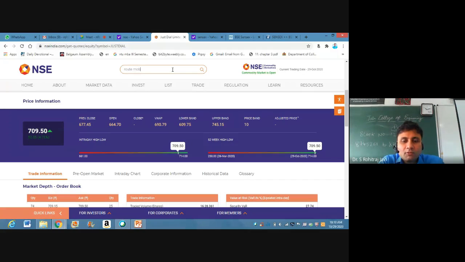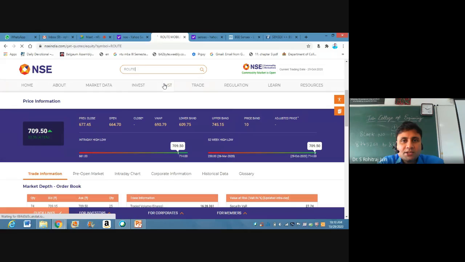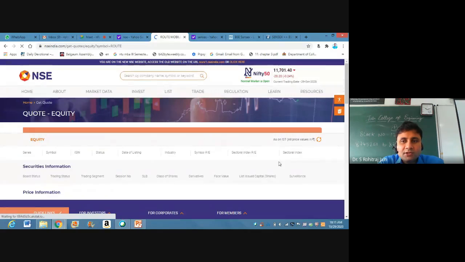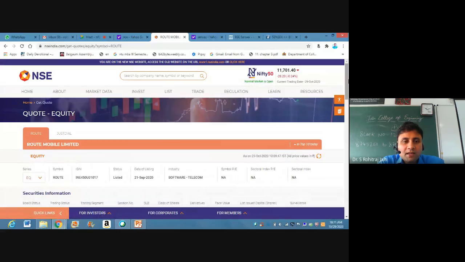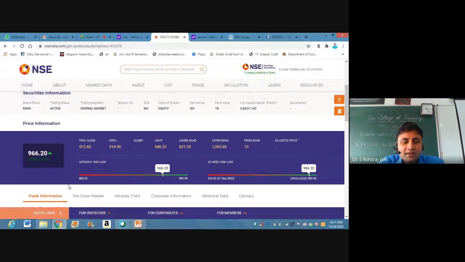Route Mobile Limited. Yesterday also this particular stock was moving up, and today also you can see here Route Mobile Limited. All of you can see here, at my cursor, it is 966.20 per share, and it is up by how much? 53.60 already. So it's now 10:12 a.m.